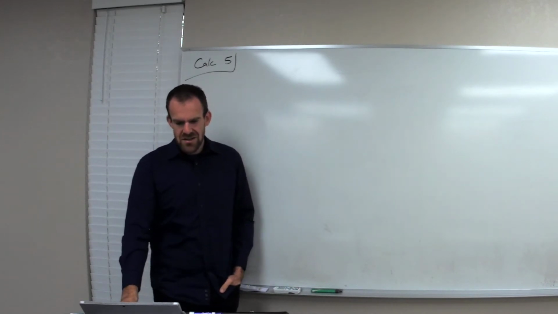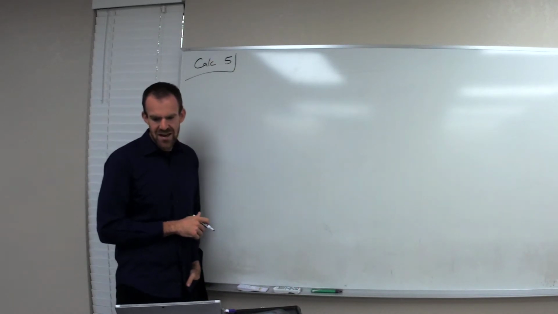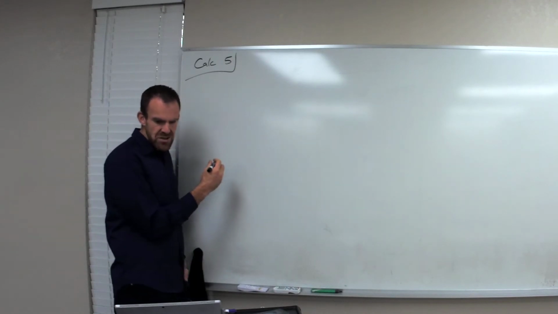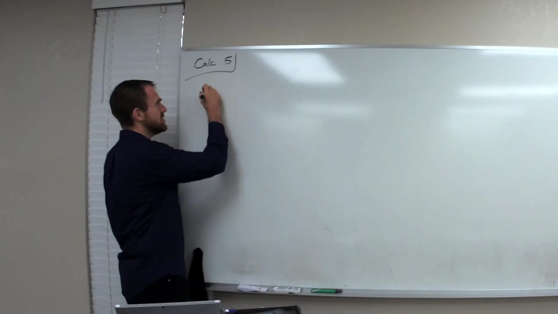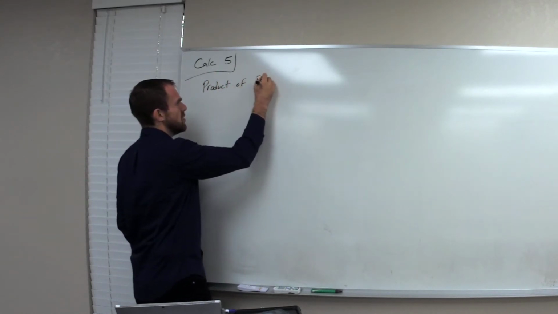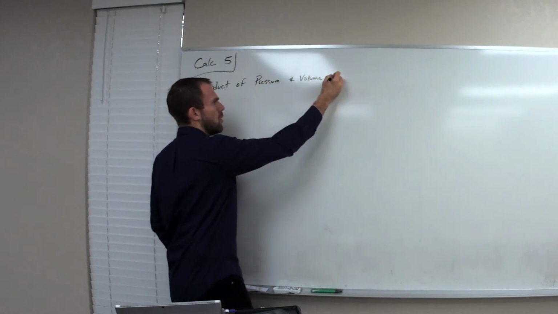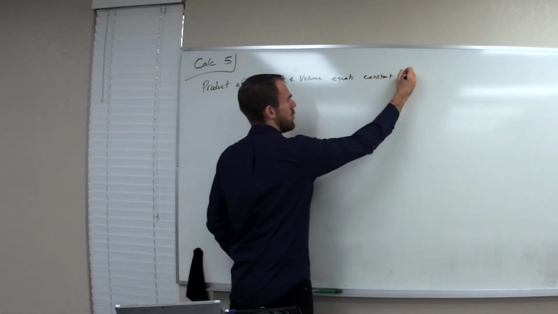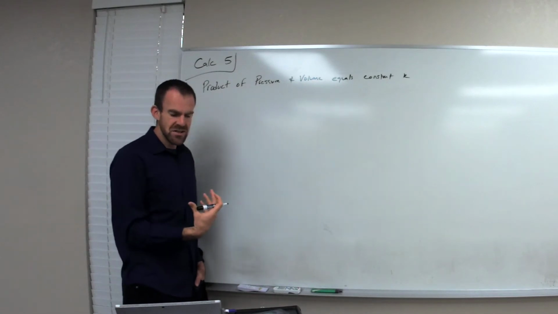Example 5.1 says Boyle's law says that if the temperature of a quantity of an ideal gas is unchanged, then the product of the pressure and volume equals a constant K. Now, from that sentence, the product of pressure and volume equals a constant K. That gives me enough information to be able to write an equation from it.